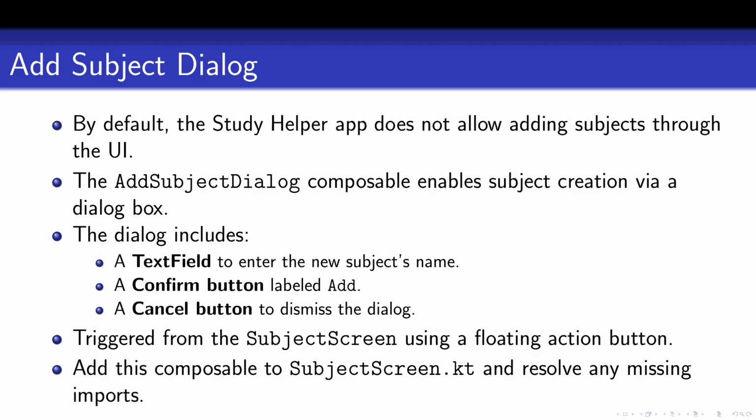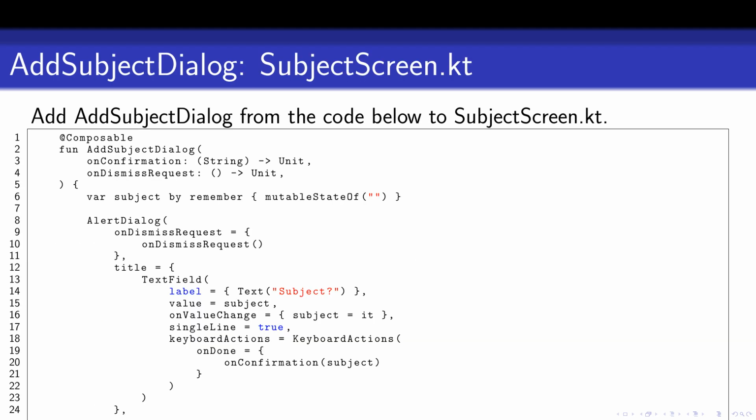it functions correctly. In the AddSubjectDialog composable, we use an AlertDialog to display the dialog UI. The dialog contains a text field labeled Subject, where the user can input the name of the new subject. When the user presses the Done key on the keyboard, it triggers the confirmation handler with the typed subject name. This makes the input smooth and interactive while keeping the logic tightly integrated with the rest of the screen.